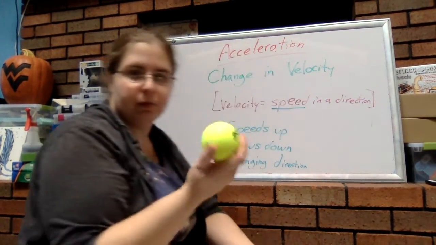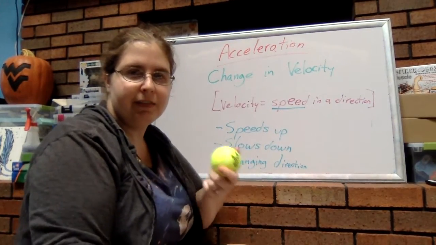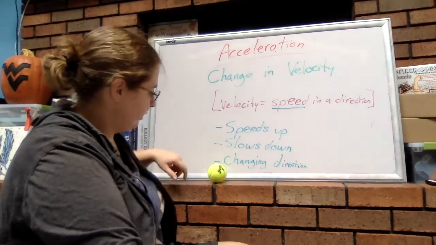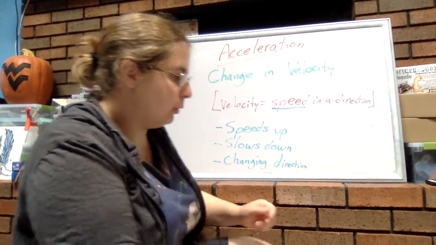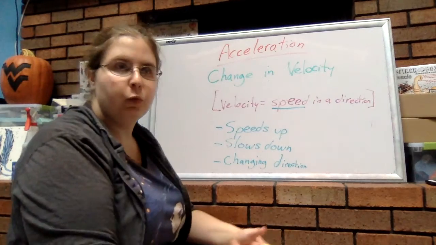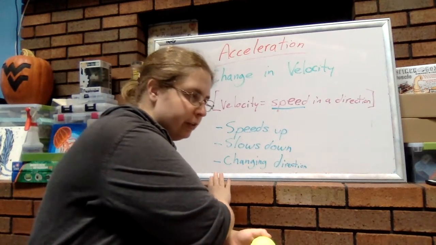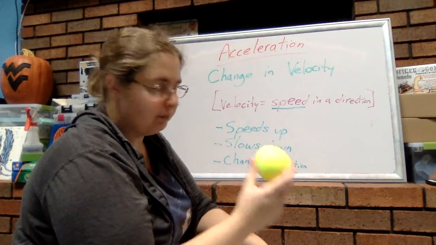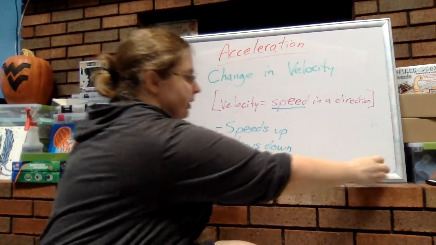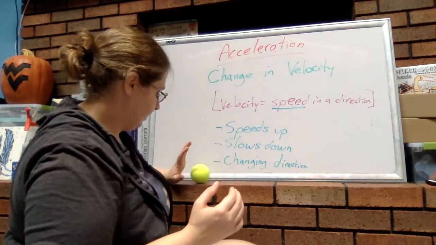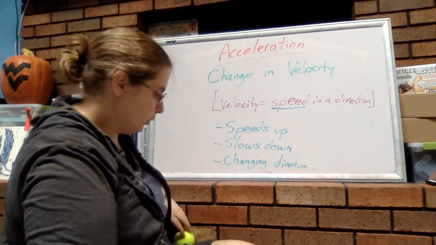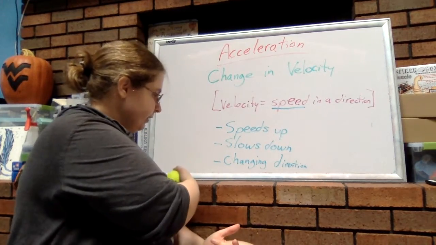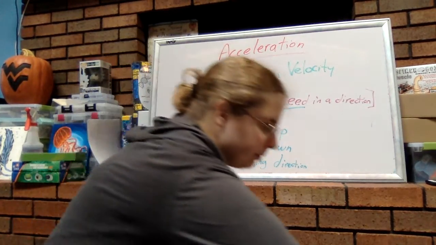So here I have a tennis ball. It is at rest. It has zero velocity. I throw it. It started moving. It went from no velocity to some amount of velocity. It experienced an acceleration. You can also do it the opposite way. It's speeding, and I stop it. So it slowed down, and it also changed direction. It went from here, and then it bounced back a little bit.